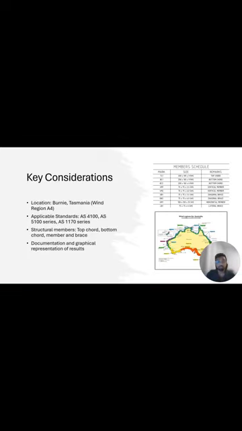Here, the main key considerations for the project are the location, which is Burnie, Tasmania, which has a wind zone region A4. We also used the applicable standards: AS 1400, 5100 series, and 1170 series. The structural members were provided to us using the building drawings. In that, there are the top chord, bottom chord, vertical member, horizontal member, lateral brace, and horizontal brace. The dimensions for each of the structural members are given on the member schedule, top right of the presentation.